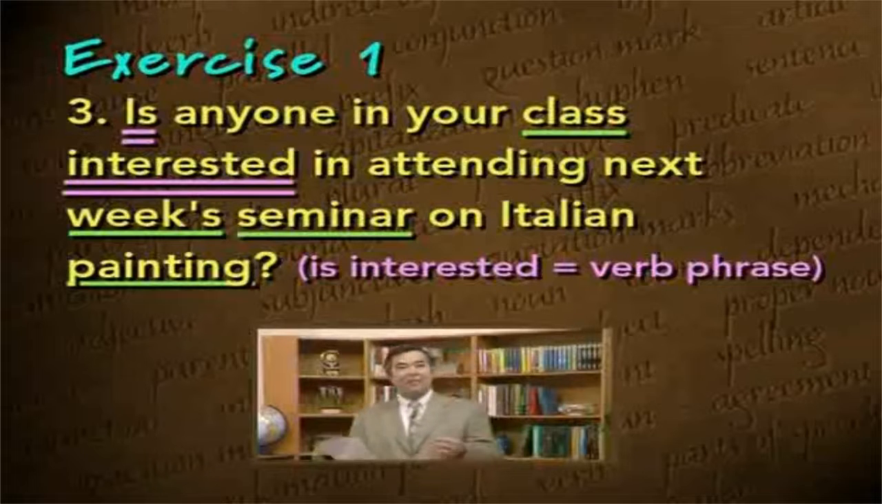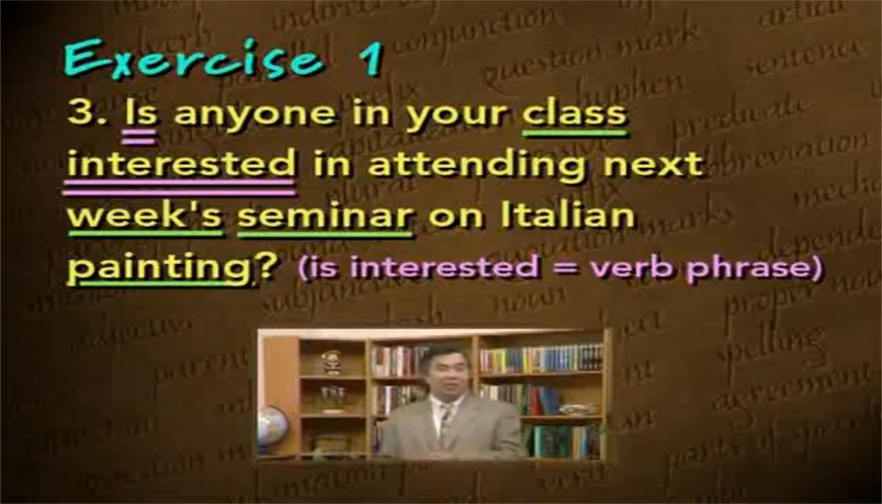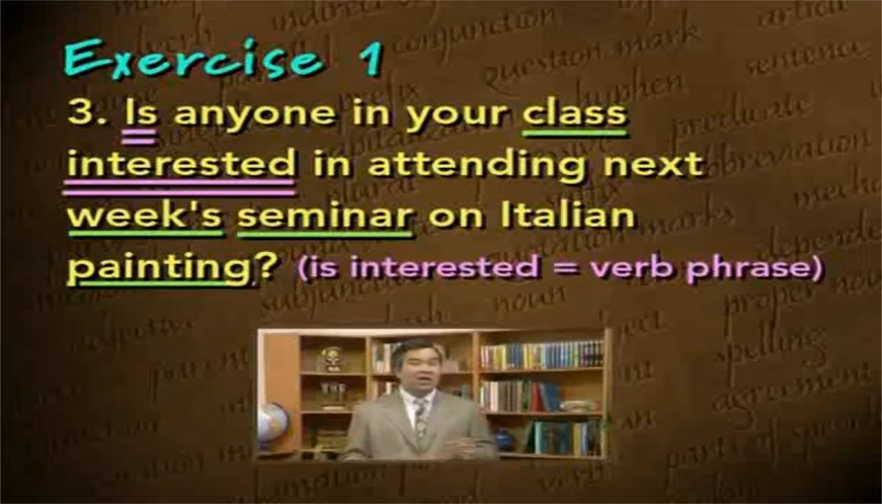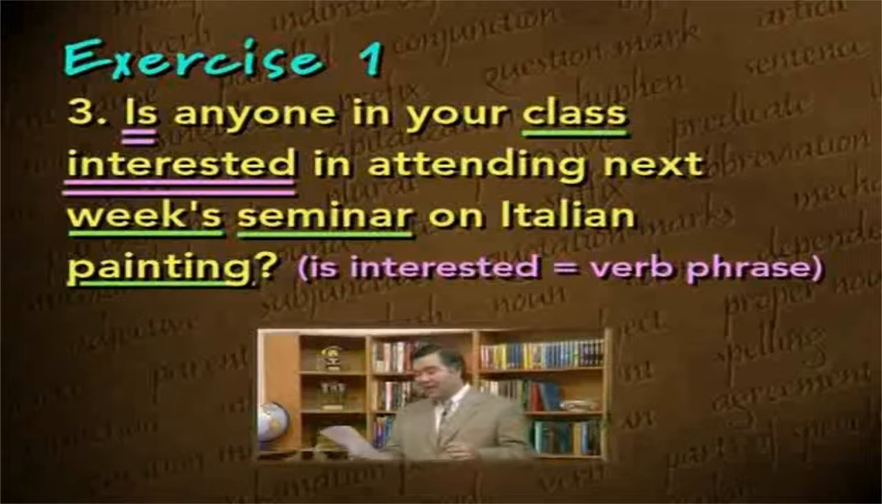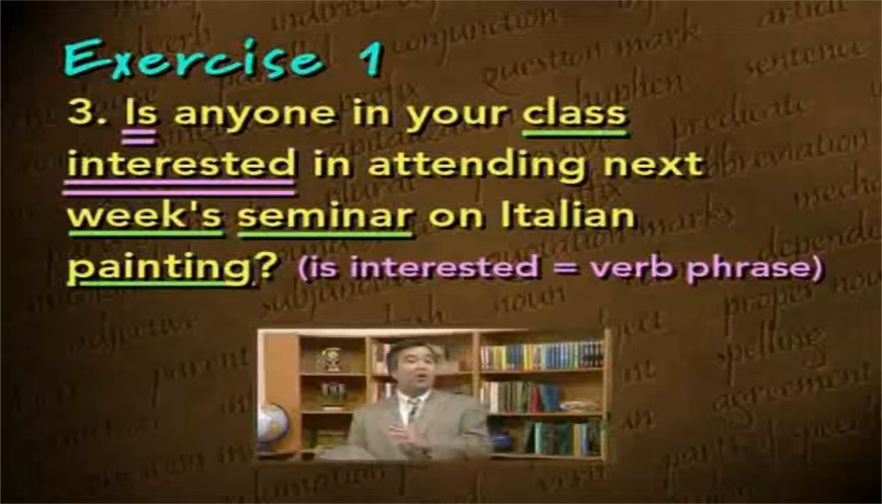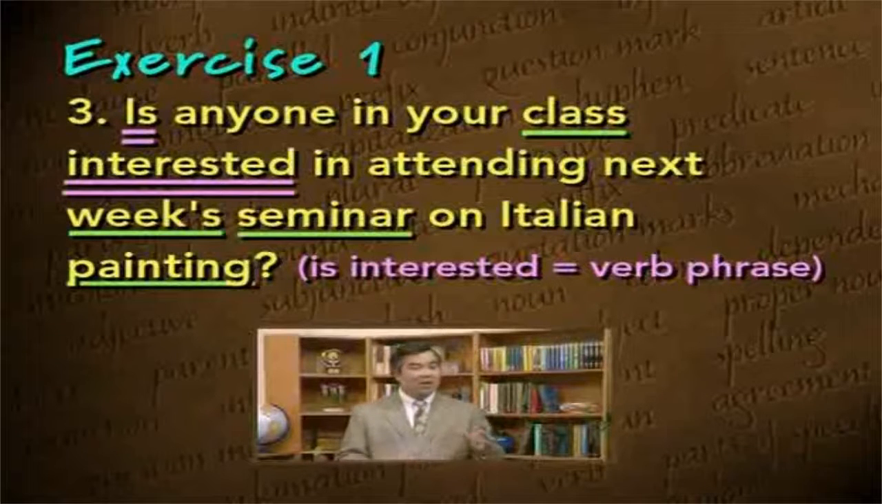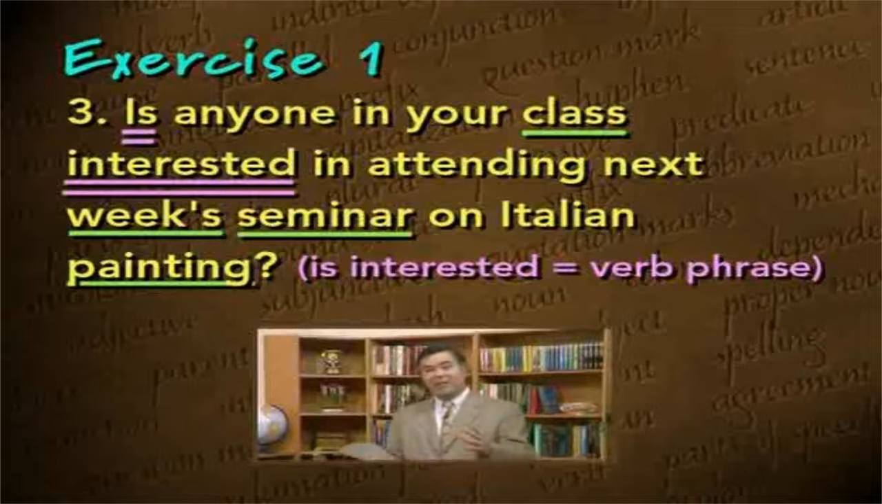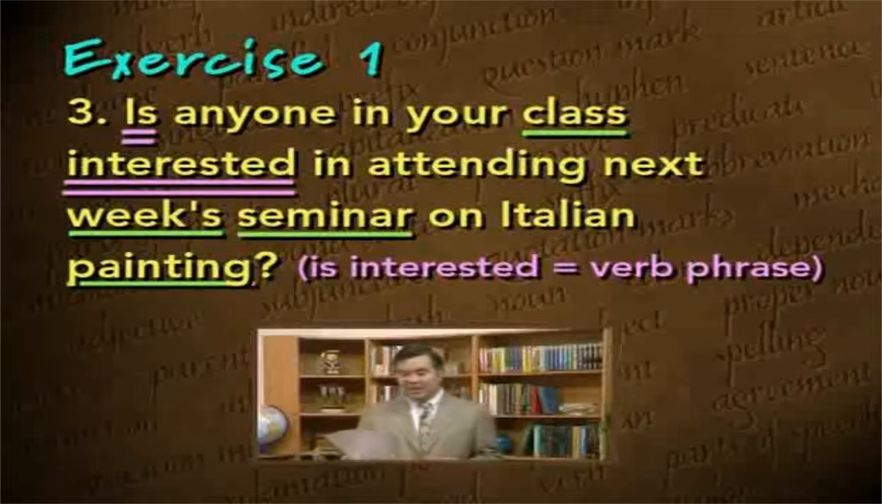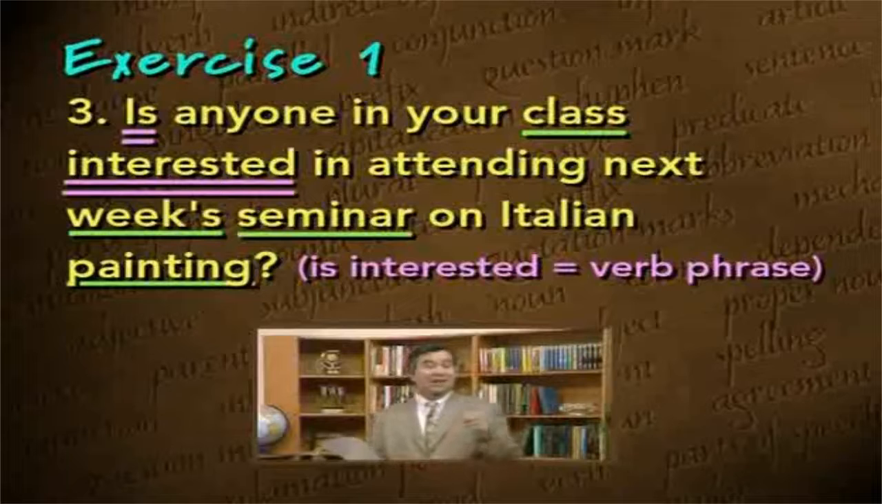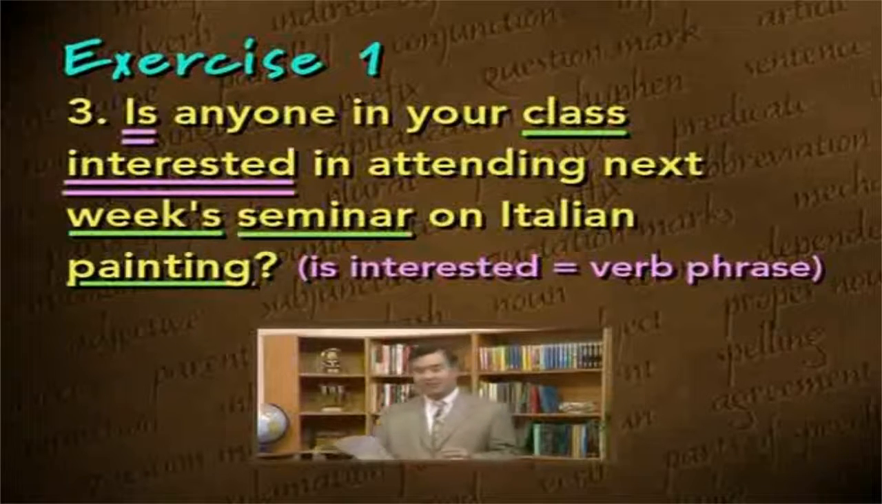words. Imagine if you were to change this sentence into a declarative sentence, making a statement rather than asking a question. You would probably bring the words of the verb phrase back together. You would say something like, anyone is interested in attending next week's seminar. And the two words of the verb phrase, is interested, would now be reunited. But to turn it into a question, we break them up in the order in which we've shown in this sentence. So, is interested is the verb phrase, interested is the main verb, is the helping verb.